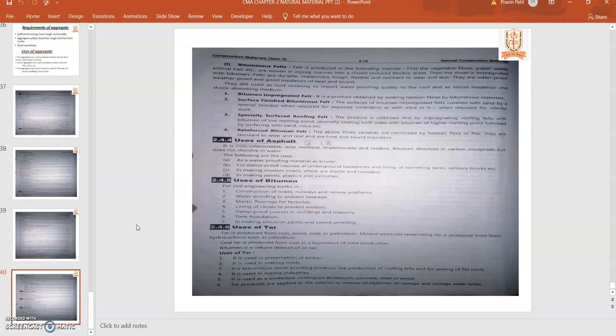So these are the uses of asphalt, bitumen, tar, and their properties. So this is the end of our second topic, that is the natural construction materials, and we saw some of the natural construction materials like aggregate, sand, timber, asphalt, bitumen, tar, lime. Okay, and their properties we discussed.